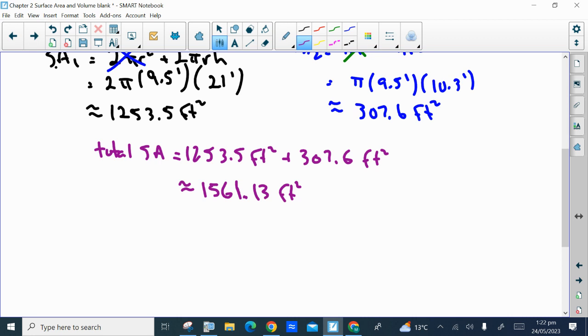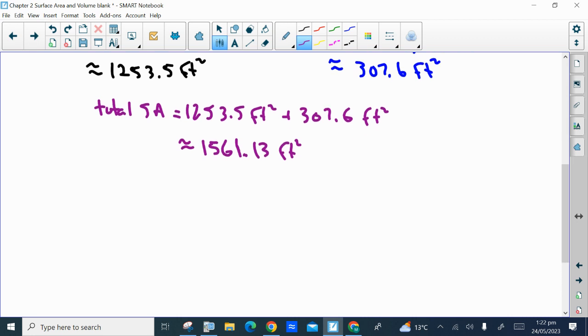Okay? So sometimes you're going to be working with composite shapes where two shapes are put together. Also in this case, we had to do some adjustments to the formulas because the cylinder didn't have a top or a bottom and the cone didn't have a bottom. So we only used part of the surface area formula, which is why it's important to understand where those different pieces come from.